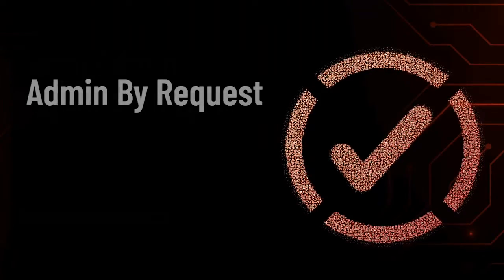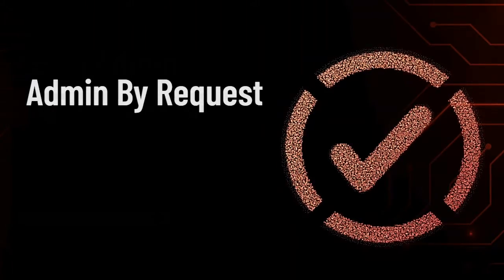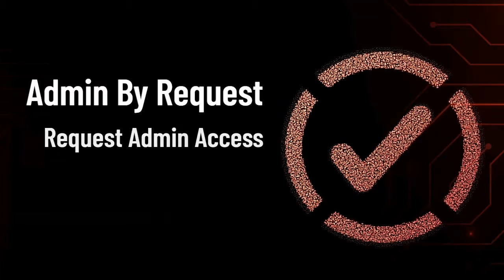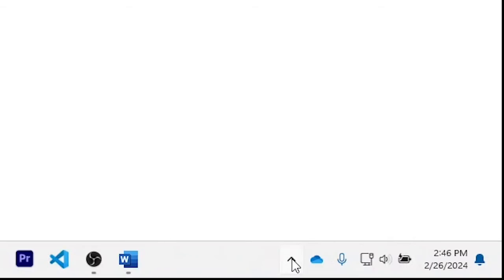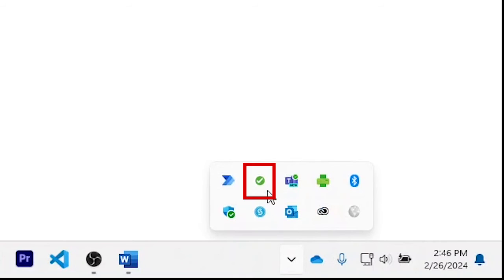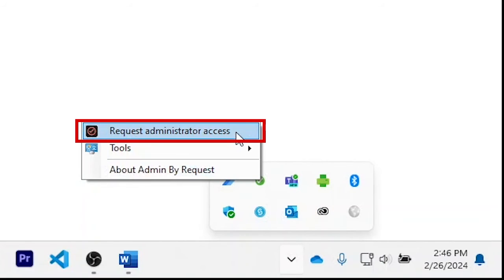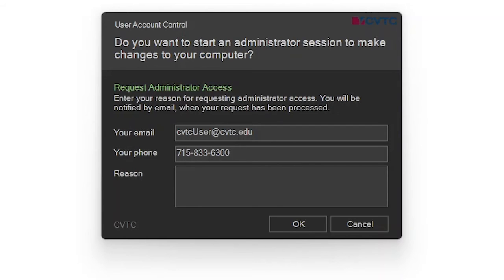It is possible that admin by request does not intercept the install. In this case, it is possible to request administrator access to complete the installation. To request administrator access, click the caret near the clock. Click the Admin by Request icon. Click Request Administrator Access. Complete the request by following the procedure shown earlier in the video.